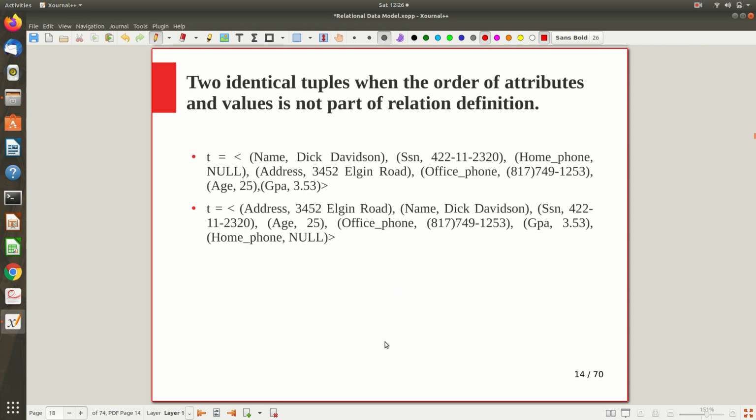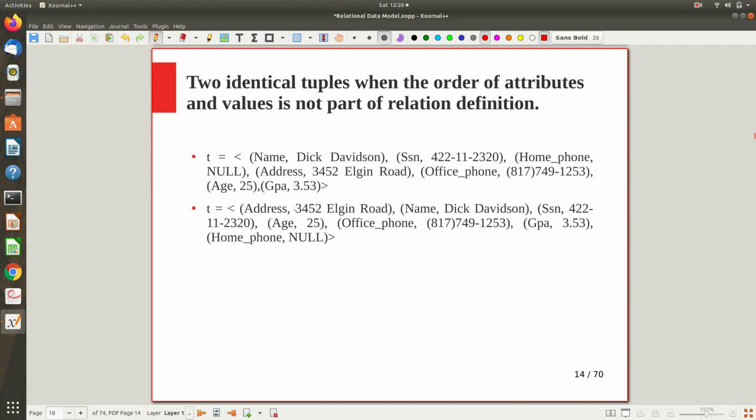So, some examples are given here. You can take a simple example like what I told you already. I think in my example I put it like this. You can use that notation or this notation, fine. Here they are using a comma for separating. Name is Dick Davidson, SSN is this one, home phone.